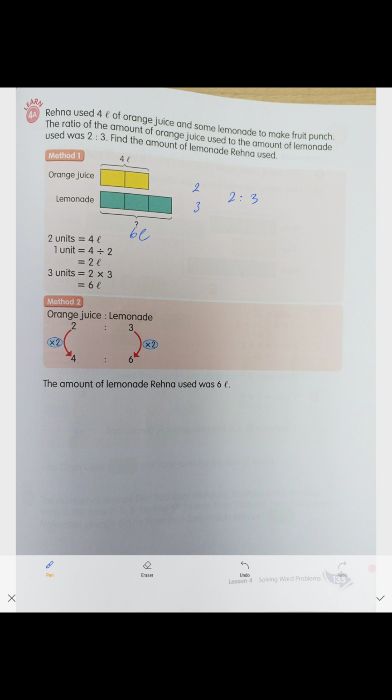Alright, well this is more of the model drawing. Now they're showing you how to do it with fraction, much easier. Right, you'd write your fraction, orange juice and lemonade, 2 to 3. And then, you are using liters. So 4 liters, 2 units is 4 liters. 3 units is how much, right? And this is how much, 6 liters. Okay, all right, very straightforward.